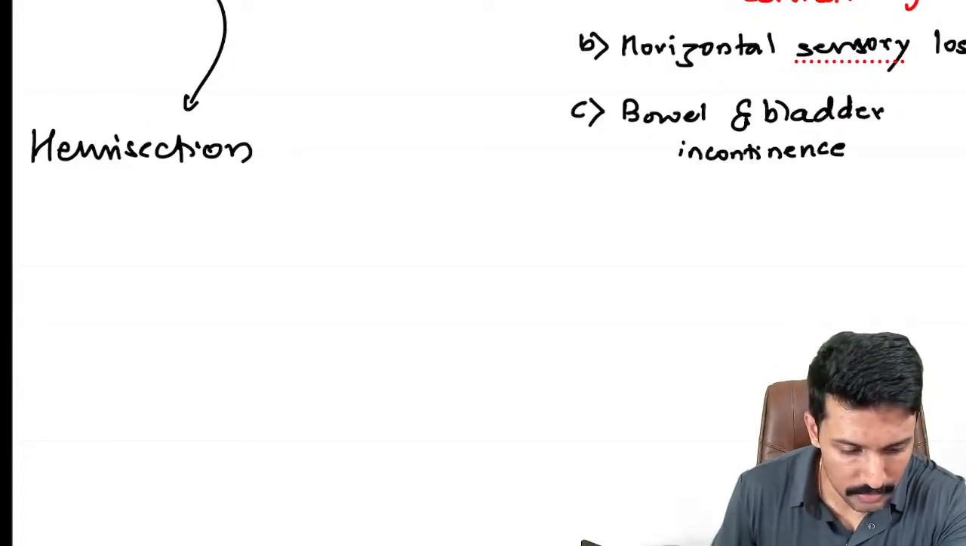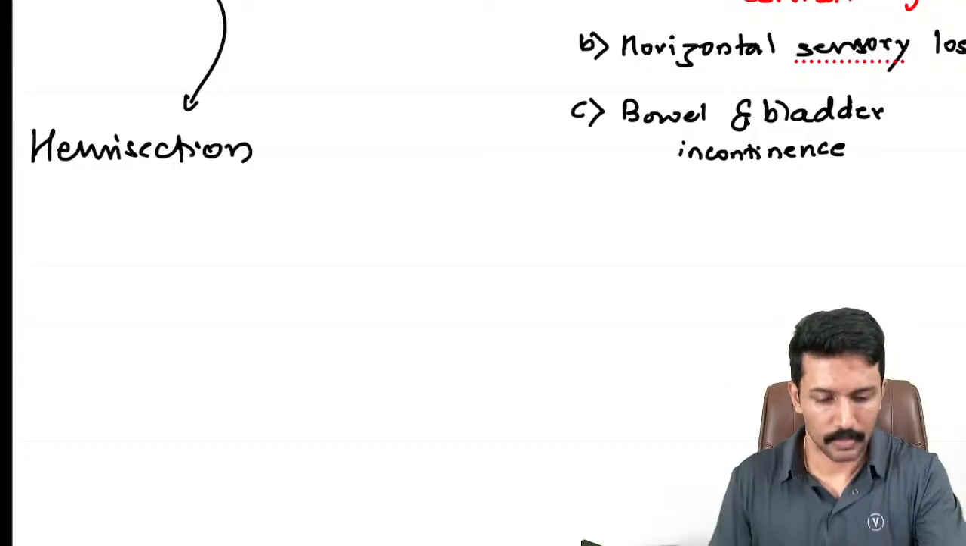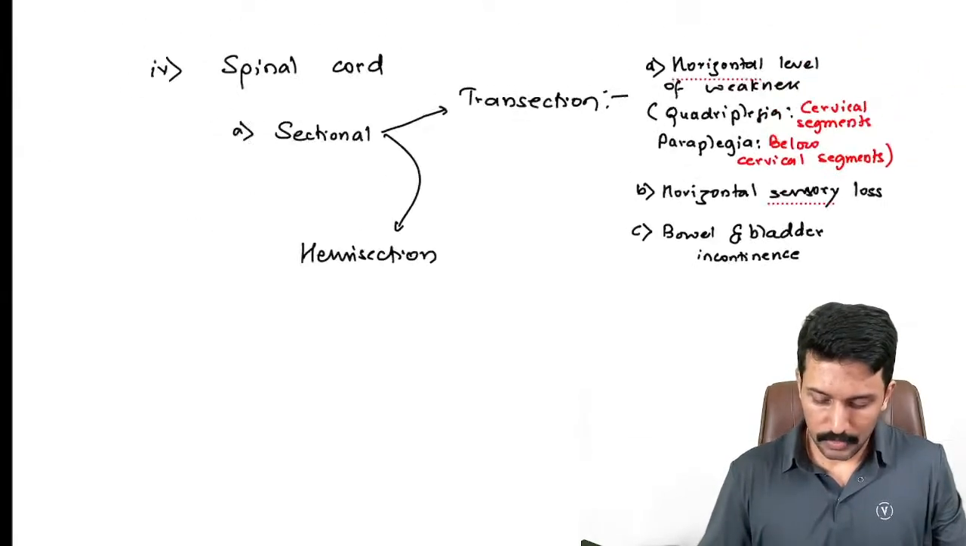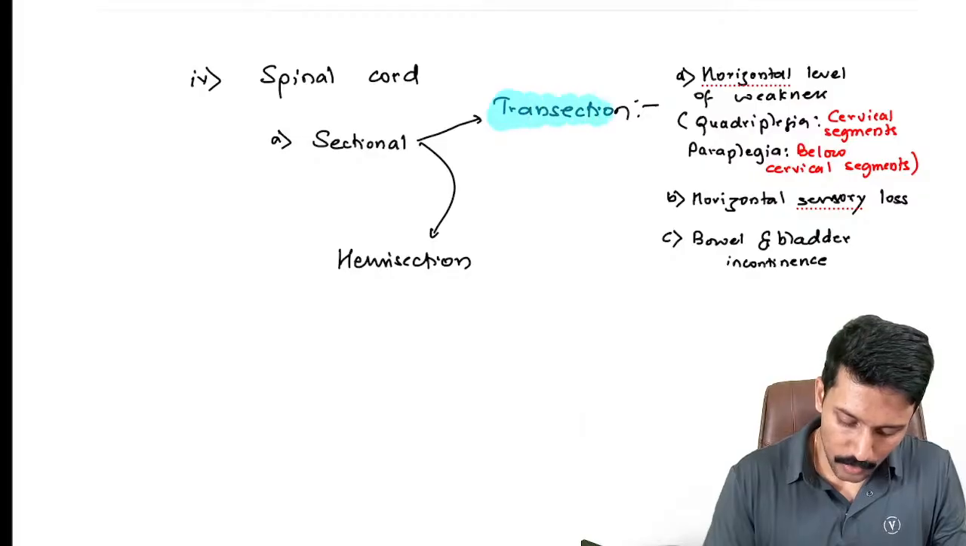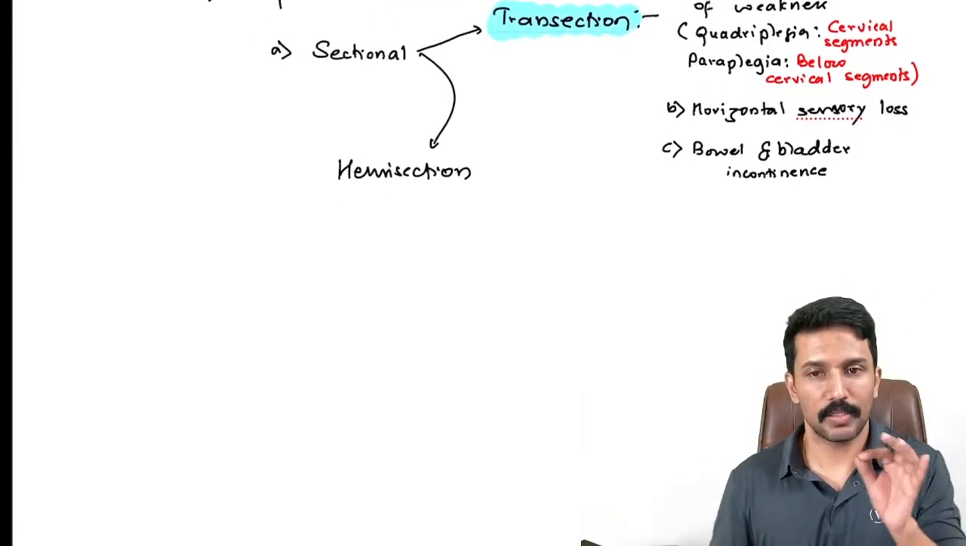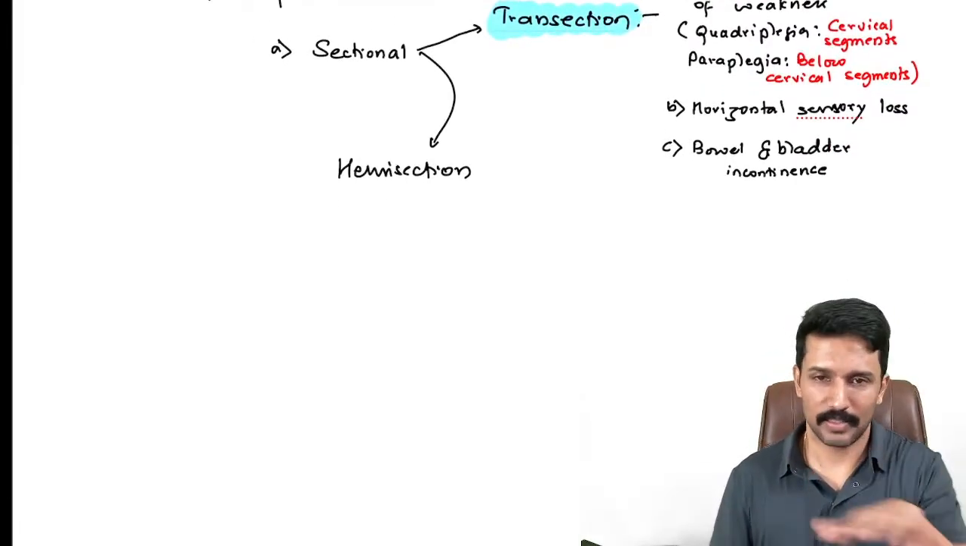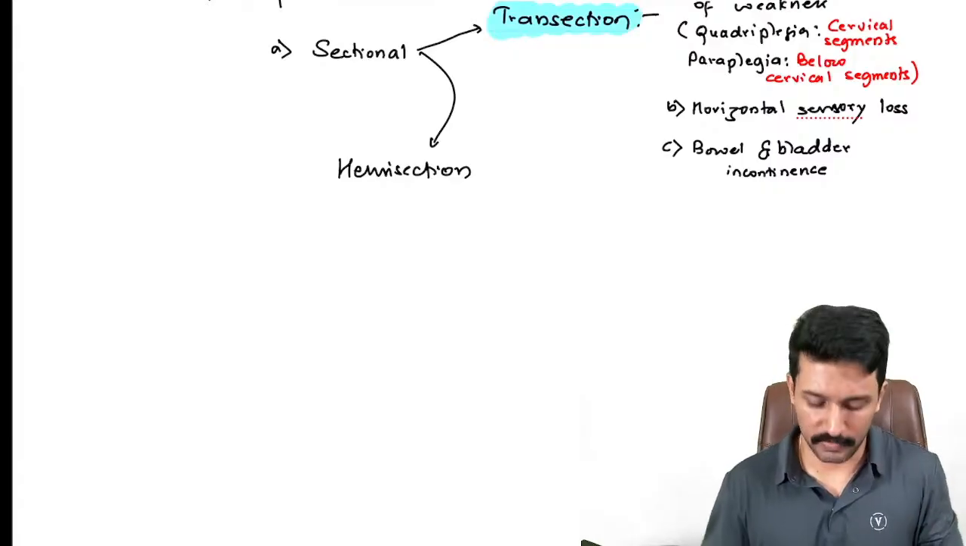So these are the manifestations we are expecting whenever we have transection of the spinal cord, right? What we call a horizontal level of weakness, quadriplegia or paraplegia. Along with that, the same sensory loss and bowel and bladder dysfunction.